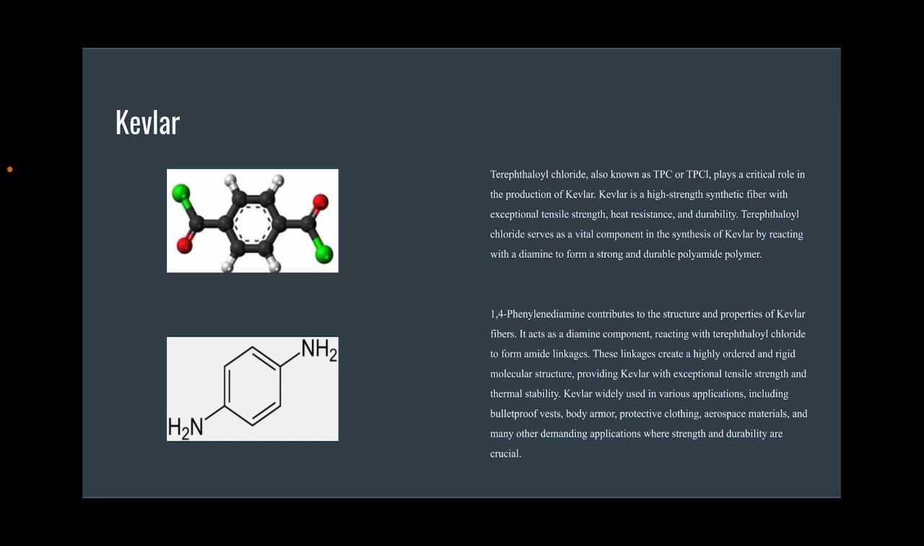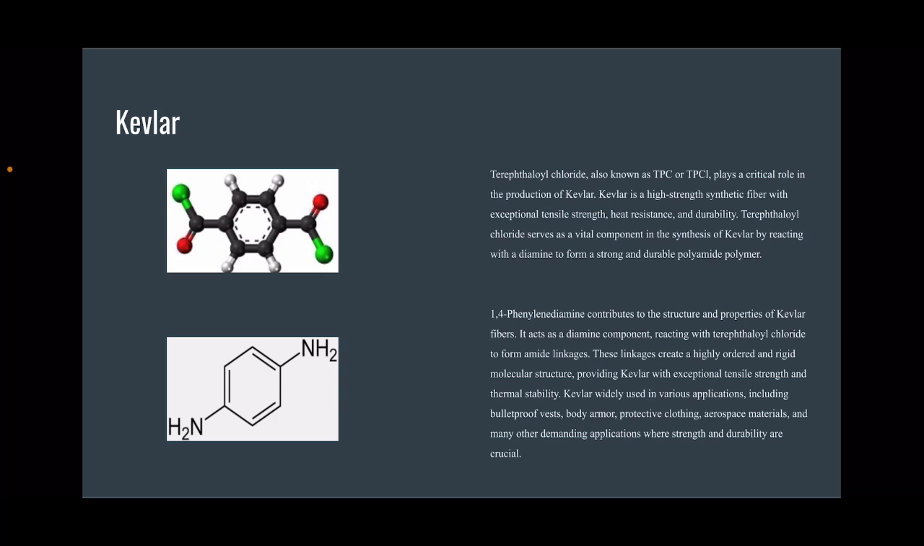The second one, I'm not even going to try to read the first part, is usually just referred to as PPD. It contributes to the structure and properties of Kevlar fibers. It acts as a diamine component, as mentioned before, reacting with the TPC to form amide linkages. These linkages create a highly ordered and rigid molecular structure, providing Kevlar with exceptional tensile strength and thermal stability.